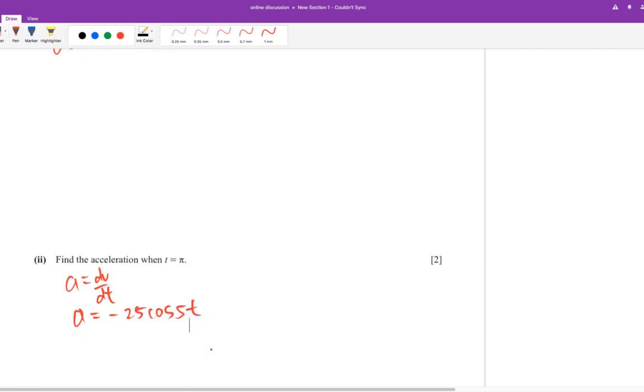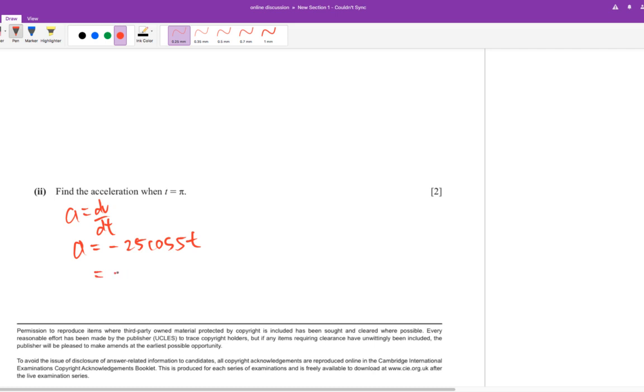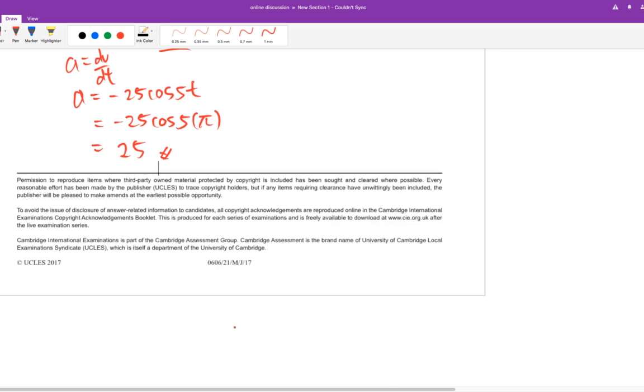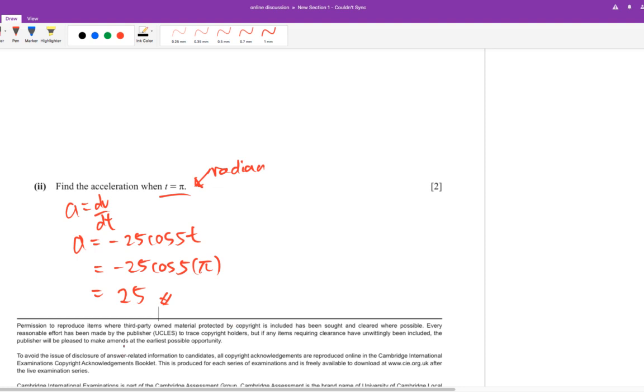The question says when t equals pi, negative 25 cos phi pi. Whenever t equals pi, you should change your calculator to radian. This one actually indicates radian. So negative 25 and then cos phi multiplied by pi. So yeah, it's 25. Alright, I guess that's all for this paper.